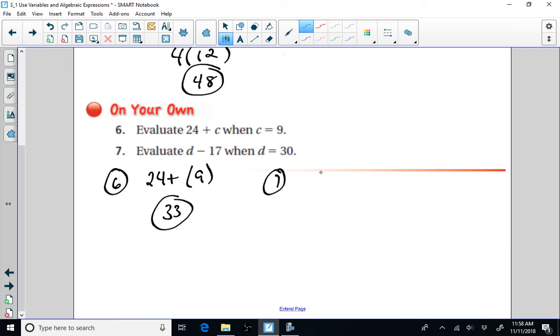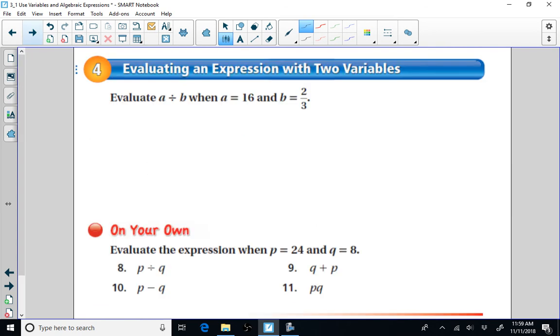Problem 7. We have the expression a number minus 17. I want to evaluate that expression for d is equal to 30. So in parentheses, I'm going to put the 30 to replace the d, and then we have to take away 17, and 30 take away 17 is going to be 13. So when we evaluate expressions, we simply want to replace the variable with the number, and then we simplify using the order of operations.